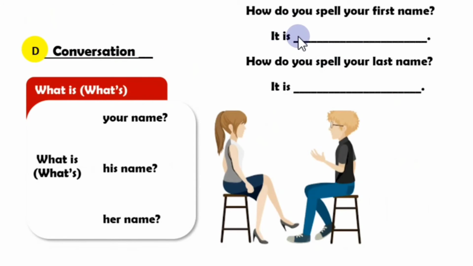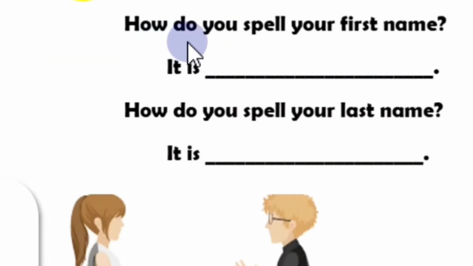Okay, if you don't know how to spell someone's name, you can ask this question. How do you spell your first name? In spoken English, do you becomes a quick blend, how do you spell your first name? So here you have to spell it. You have to say it letter by letter.